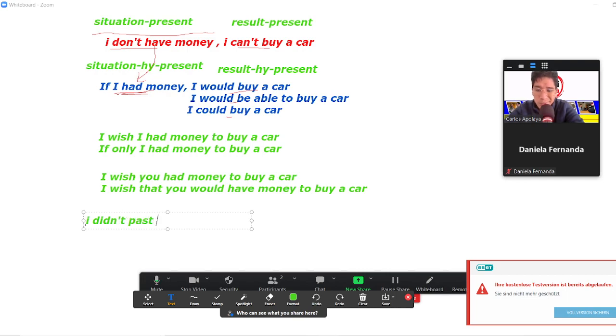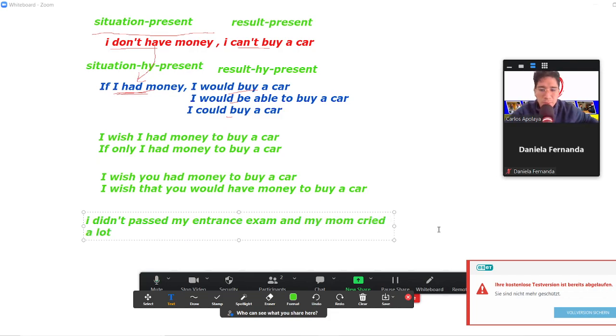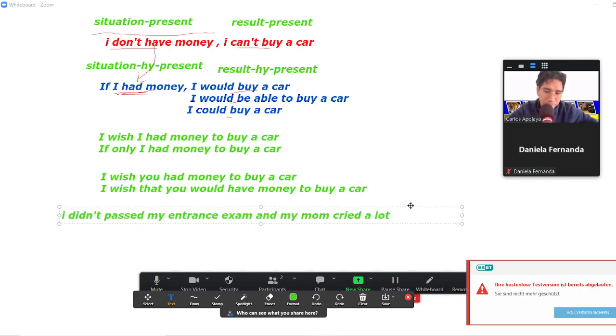I didn't pass my entrance exam. So, no pude pasar mi examen de admisión. I didn't pass. No pasé mi examen de admisión. My mom cried a lot. Y mi mamá lloró un montón. ¿Qué podrías decir? Una situación hipotética.